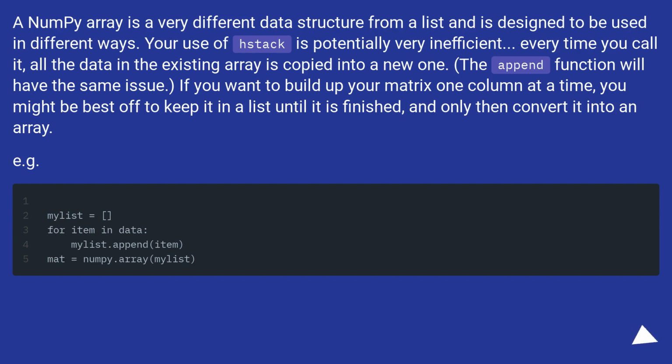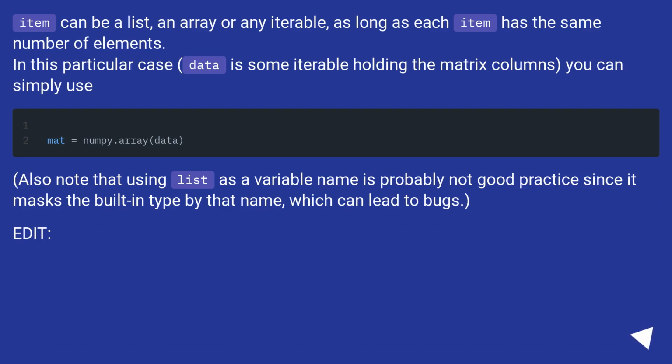If you want to build up your matrix one column at a time, you might be best off to keep it in a list until it is finished, and only then convert it into an array. For example, item can be a list, an array or any iterable, as long as each item has the same number of elements. In this particular case, data is some iterable holding the matrix columns. You can simply use.